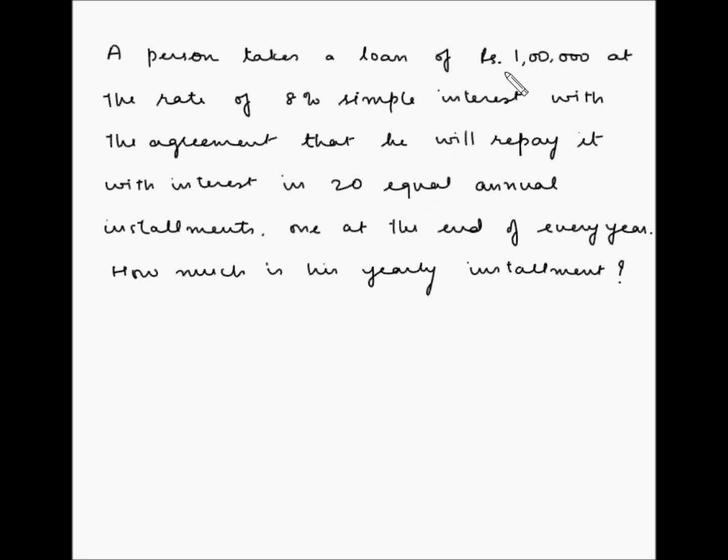So here a person has taken a loan of rupees 100,000 at 8% simple interest. Now he'll be repaying it with interest in 20 equal installments annually. So what this means is that he has taken this loan for a period of 20 years. So if he was not going to repay it in installments, then at the end of 20 years, basically how much is the amount? So let's find it out.